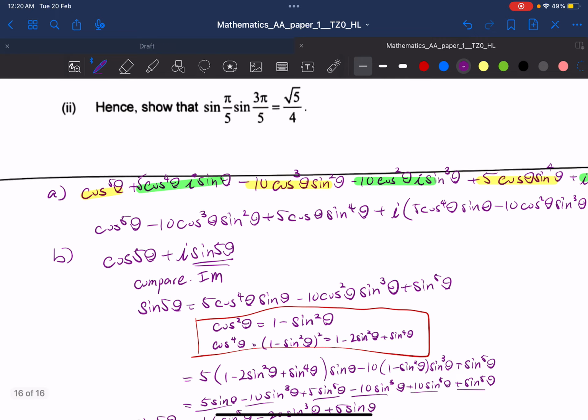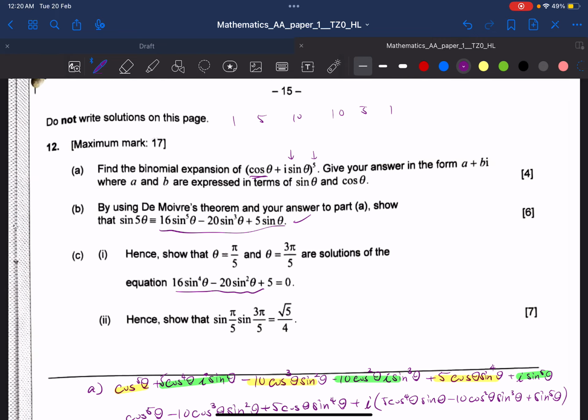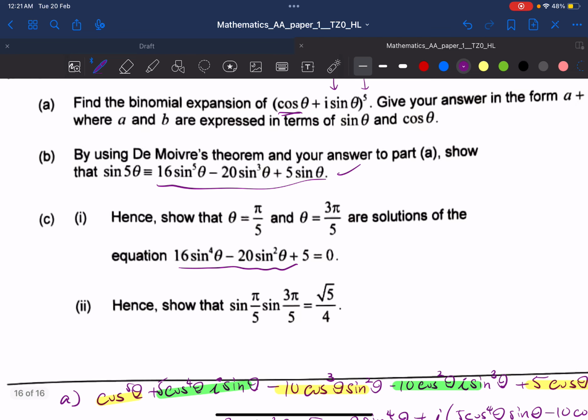Okay, finally, let's do the level sum question for paper 1. Hence, show that sine pi over 5 times that equals this. Okay, so when I look at this, I'm kind of intrigued why they would write it in terms of this, to be honest. So the top is 1, 3, 5. The bottom is now 0, 2, 4. If you've done enough practice, this actually comes down to a quadratic scenario, if you look at this carefully.